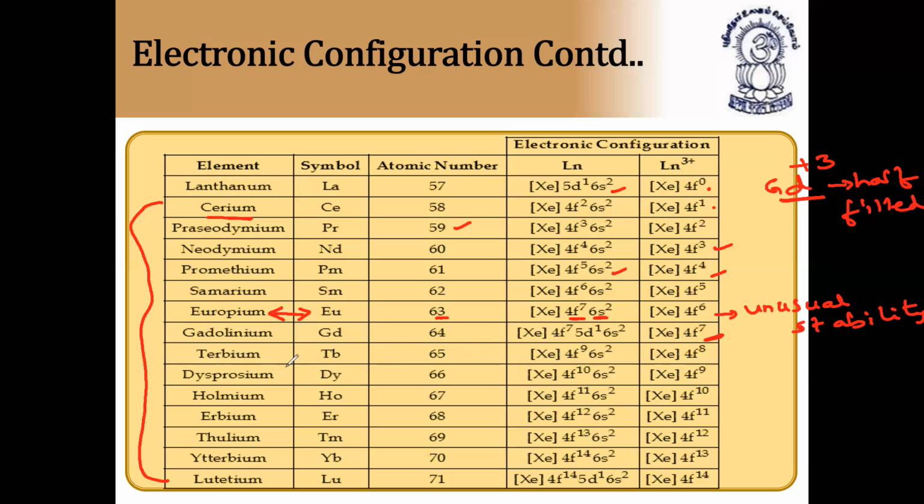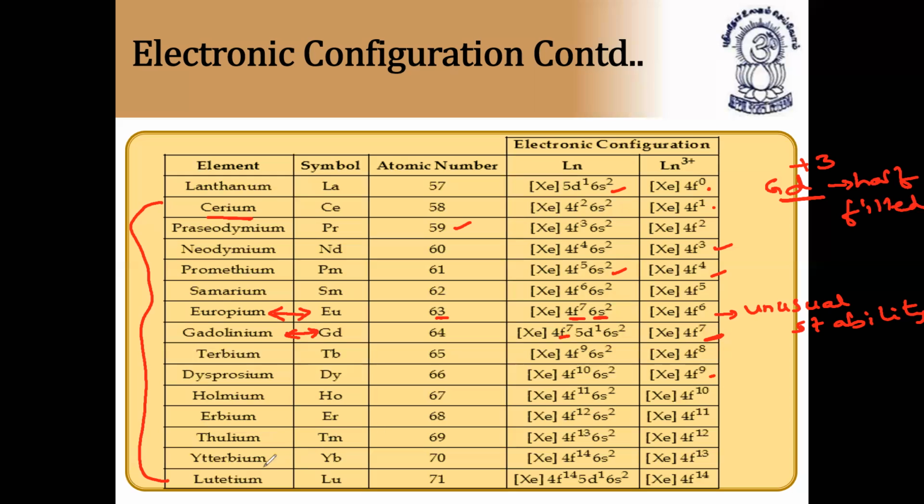Next, terbium 4f9 6s2. So this is also 4f7, you can see here. And dysprosium, gadolinium, europium, you have to remember definitely. Dysprosium 66, 4f10 6s2, and 4f9 in plus 3 state. And holmium, it is 67, 4f11 6s2.